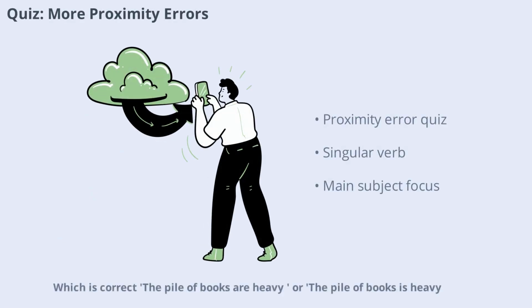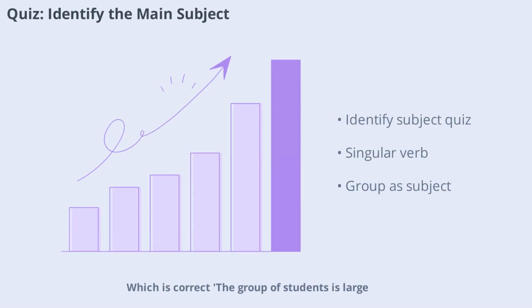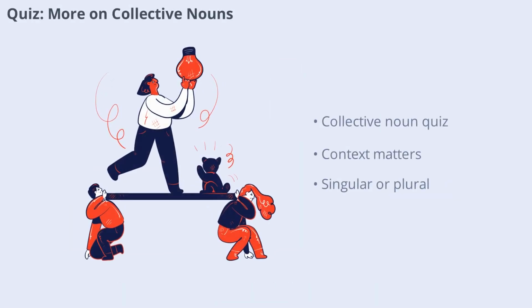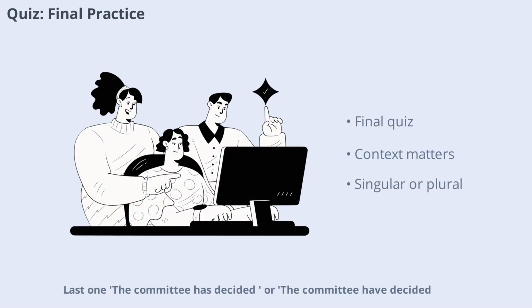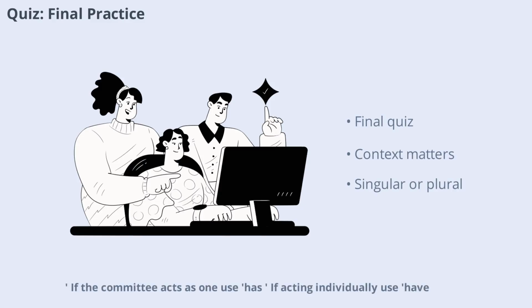Which is correct? "The pile of books are heavy," or "the pile of books is heavy"? The answer is "is heavy," because pile is the subject. Which is correct? "The group of students is large," or "the group of students are large"? The answer is "is large," because group is the subject. Which is correct? "The staff is friendly," or "the staff are friendly"? If the staff acts as one, use is. If referring to individuals, use are. Context is key. Last one, "the committee has decided," or "the committee have decided"? If the committee acts as one, use has. If acting individually, use have.